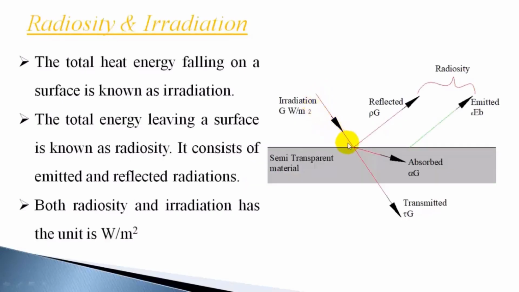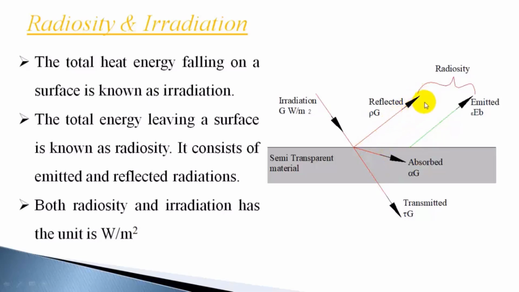Radiosity and irradiation. Now radiations will be striking on the surface, and the total radiation falling on a surface or striking on a surface is known as the irradiation, and its unit is watts per meter square. So irradiation is the total radiation falling on a surface, and out of this total radiation falling on a surface, part may be reflected, part may be absorbed, and part may be transmitted. So let us consider the reflected part.